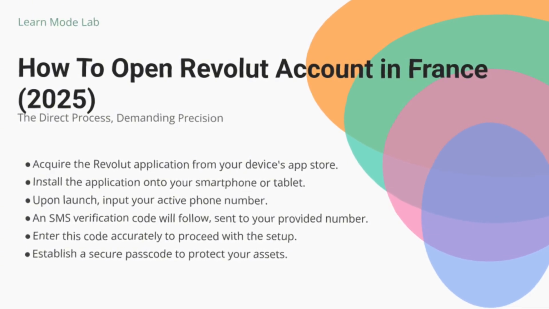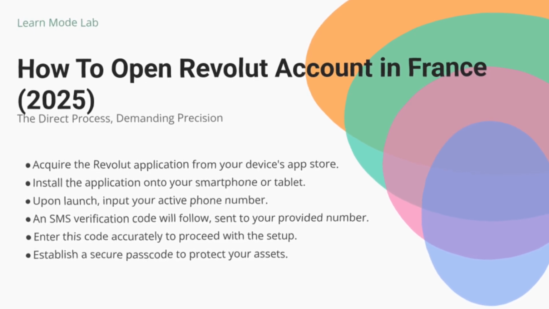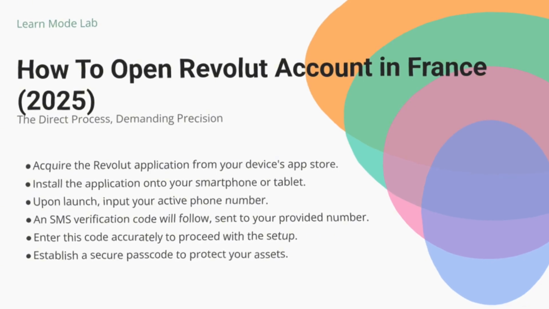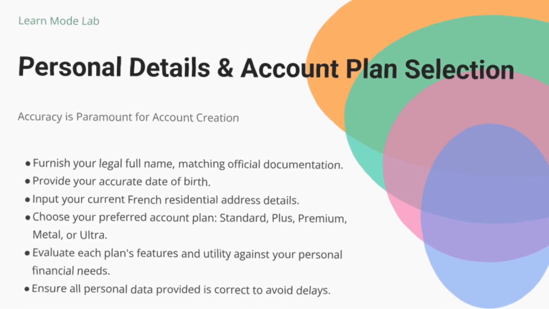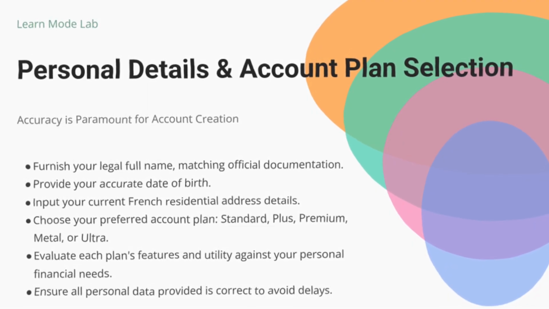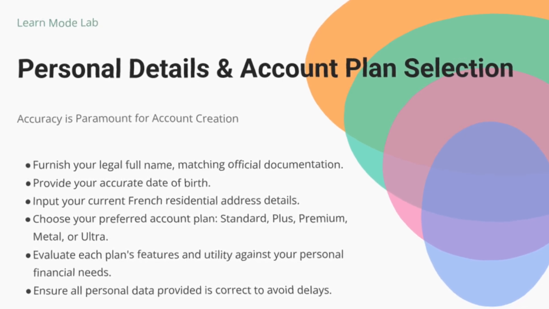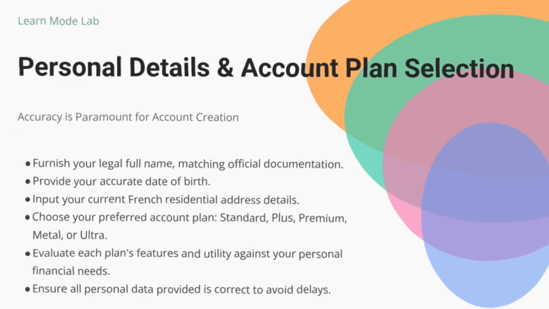An SMS verification code will follow. Enter this code to proceed. Establish a secure passcode. This barrier protects your assets. Subsequently, furnish your legal name, date of birth, and current French residential address. Accuracy is paramount. Choose your account plan: Standard, Plus, Premium, Metal, or Ultra.